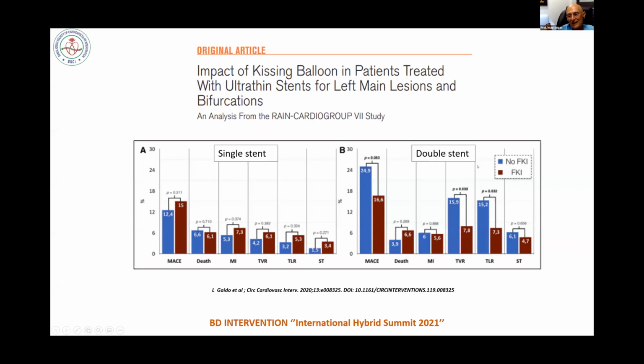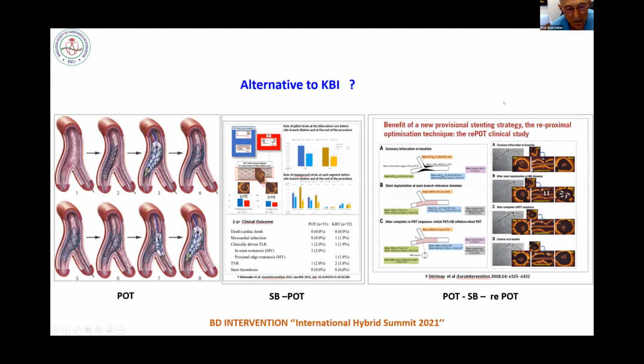If you look at double stenting, then if you leave the patient without kissing balloon, you might have more target lesion revascularization, more target vessel revascularization, and this will also increase total MACE. So kissing balloon inflation should be mandatory only when you are doing a two-stent strategy. If you are doing a single stent strategy and you don't have any compromise of the side branch, consider your procedure finished even without kissing balloon inflation.